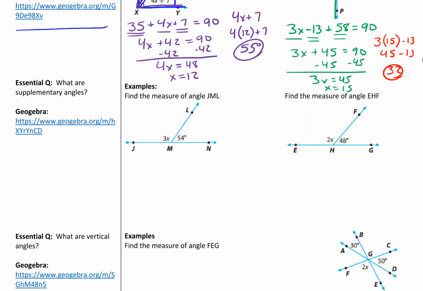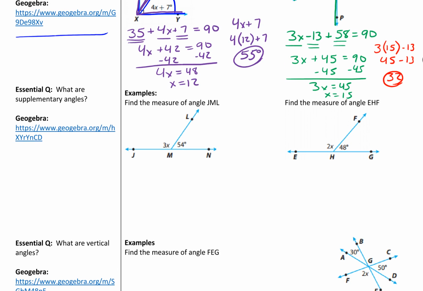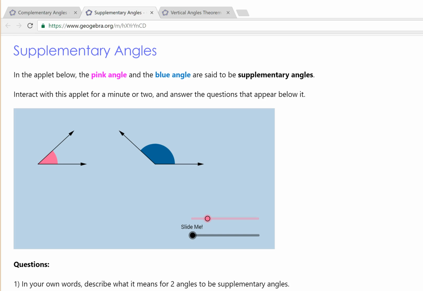Let's move on and talk about supplementary angles. Supplementary angles are, like we said, two angles that are going to add to 180 degrees. So let's look at our GeoGebra link, just to explore that for a moment.